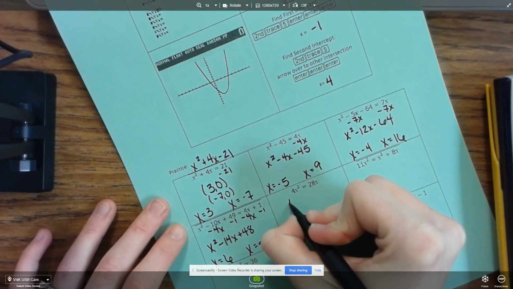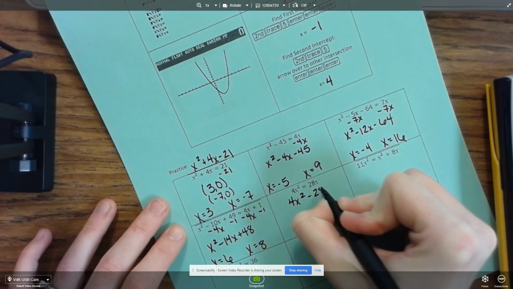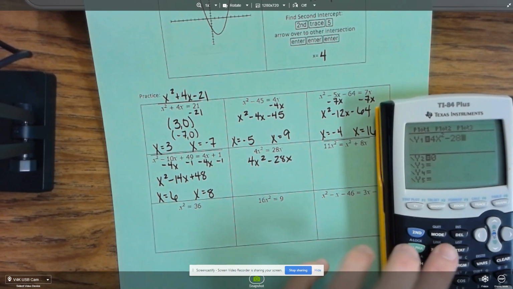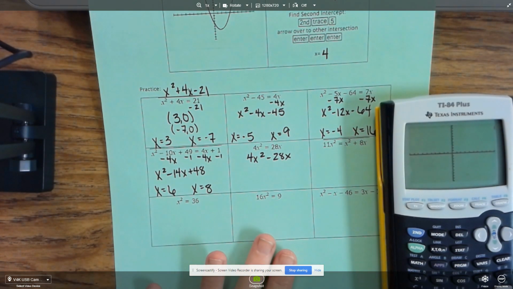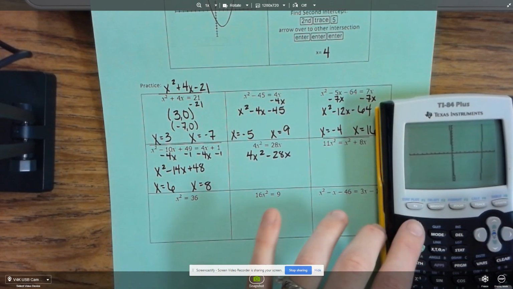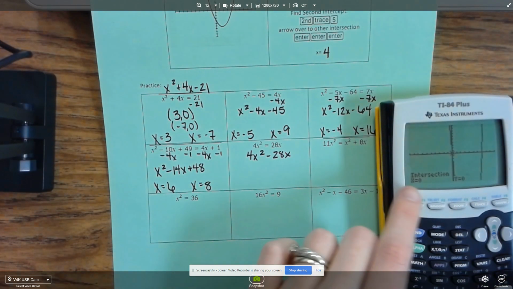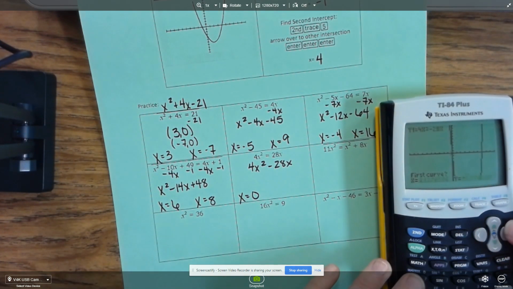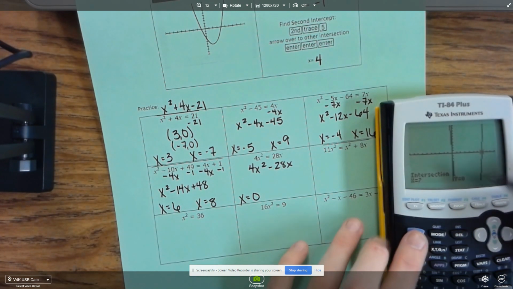All right, so this one all I have to do is move the 28x. So I would have 4x squared minus 28x. And so you can see that I have two intercepts. And so one is at 0, 0, so x equals 0. And then scoot over to the other one. Enter, enter, enter, and 7.